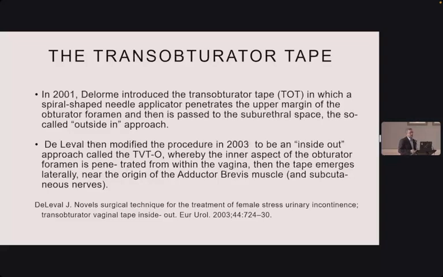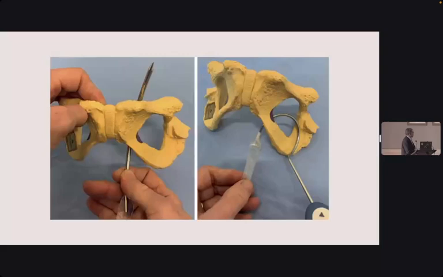There, the inner aspect of the obturator foramen is penetrated from within the vagina, and the tape emerges laterally near the origin of the adductor brevis muscle, which would also explain the complications of the TOT. Just to show you the difference between the two there. The first one is the retropubic one, as you can see where the trocar is going. And then the other one is, as you can see, from the outside through the obturator foramen and into the vagina. So that's basically the difference between the two.